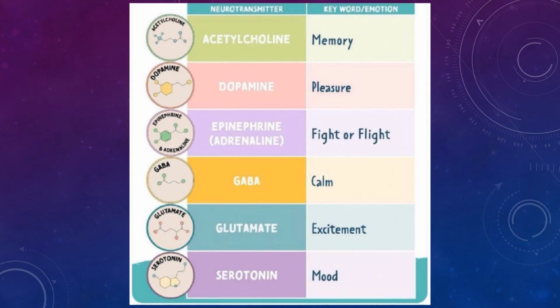Neurotransmitter with its keyword or emotion. Acetylcholine, memory. Dopamine, pleasure. Epinephrine, fight or flight. GABA, calm. Glutamate, excitement. Serotonin, mood.